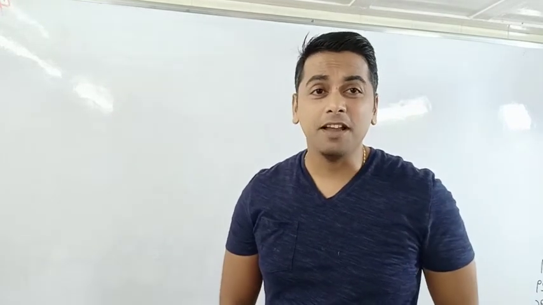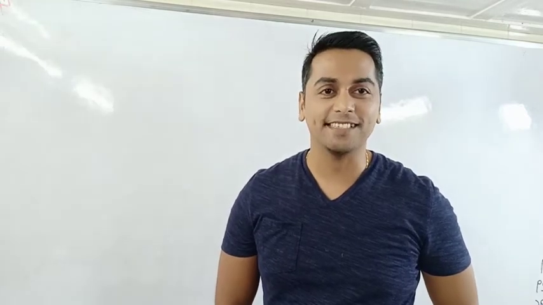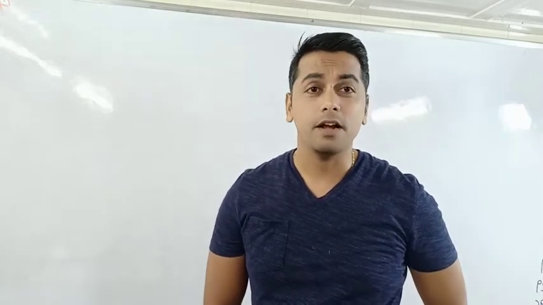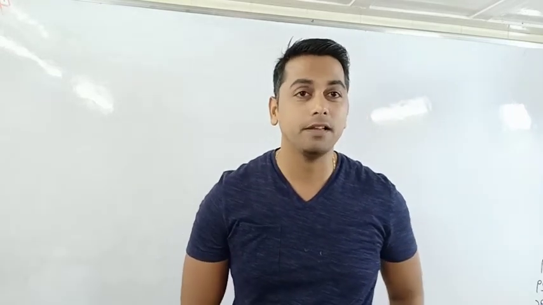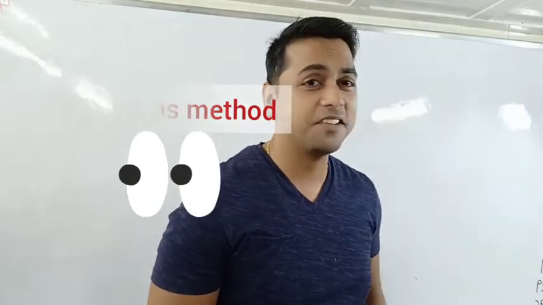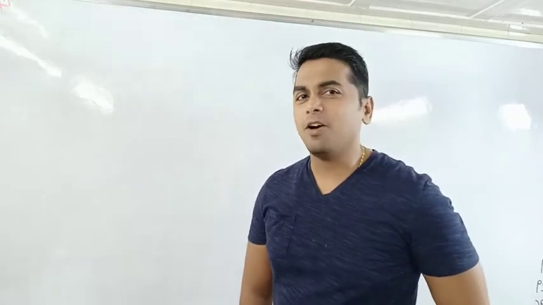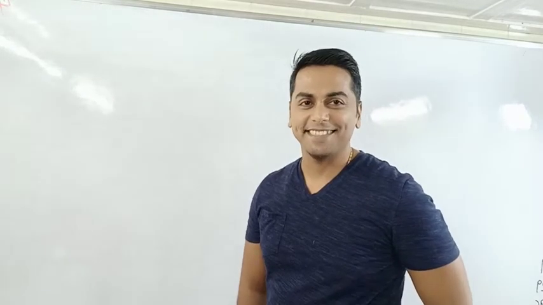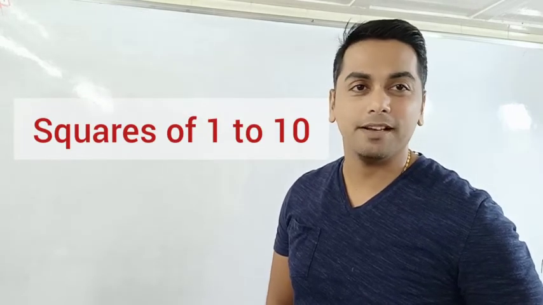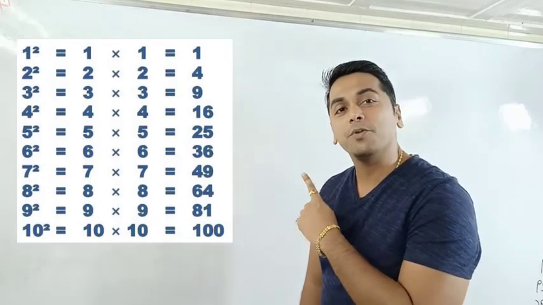The next question, when can we say that the given number is a perfect square or not? There are many techniques to find out: the division method, the factorization method, but there is one more method called the observation method. Although this method is not accurate, you can rely on it to a certain extent. For that you should know the squares of 1 to 10. Here is a list of the squares of 1 to 10.